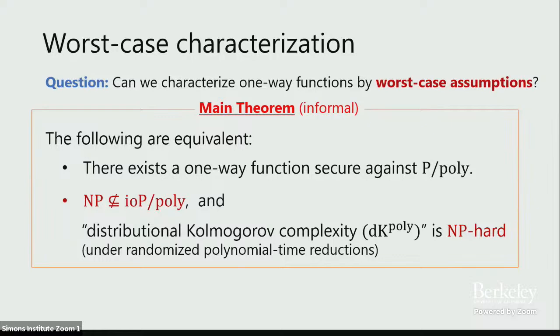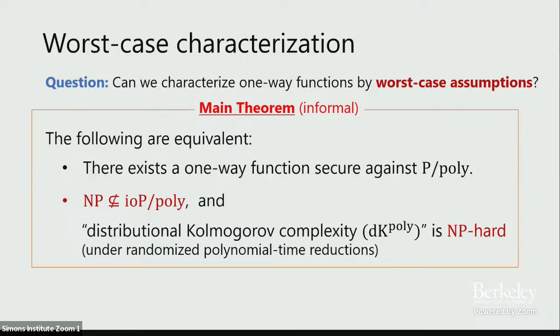Namely, the main result is that the following two statements are equivalent. The first statement says that there's a one-way function secure against polynomial size circuits. And the second statement is some worst-case assumptions. Namely, NP is hard for polynomial size circuits almost everywhere. And we also require that some problem called distributional Kolmogorov complexity, which we introduce in this work, is NP-hard under randomized polynomial-time reductions.